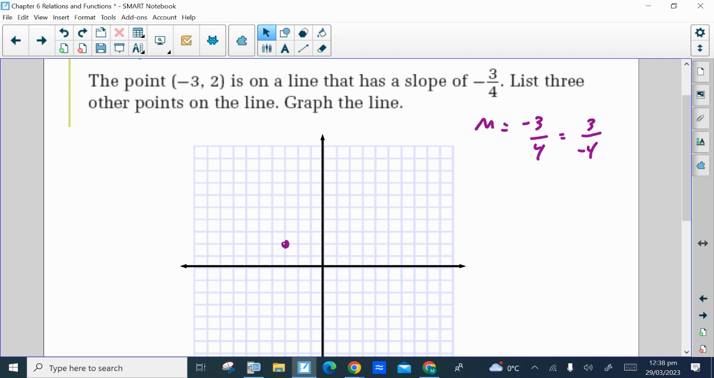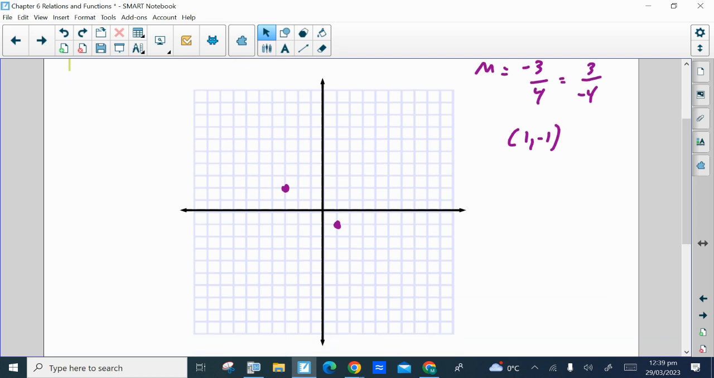Well, we need a starting point, and that's the point negative 3, 2. We can rise negative 3, which means you go down 3, 1, 2, 3 down, and then run positive 4, which means you're going to the right 4. That gives us the point 1, negative 1. That's a point on the graph. And we can continue that pattern. We can rise down another negative 3 and run another positive 4. We can go down 3 and to the right 4. And that takes us to the point 5, negative 4.